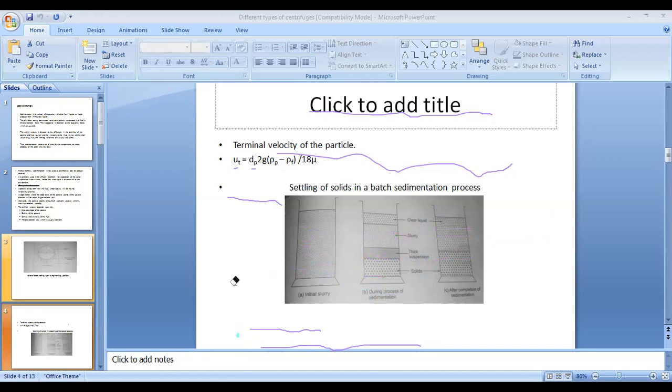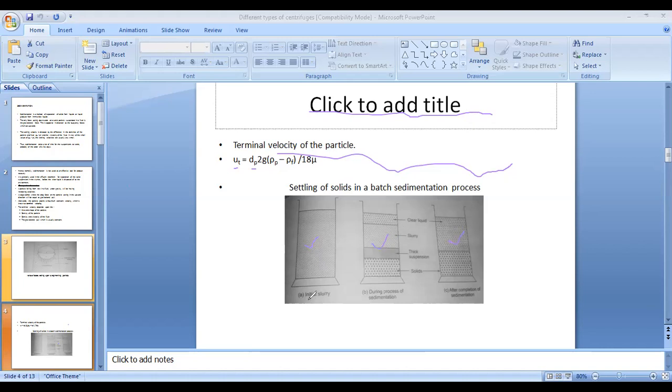If you want to observe how sedimentation occurs, take a cylindrical tank. The cylindrical tank consists of the slurry. Slurry is nothing but solids in a liquid. We can divide the process into 3 stages. This one is the initial stage, this one is intermediate, and this one is the final stage.